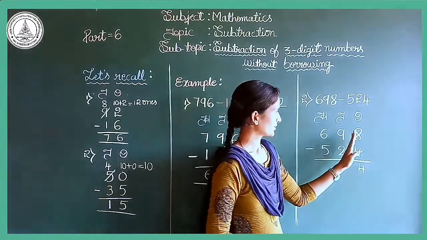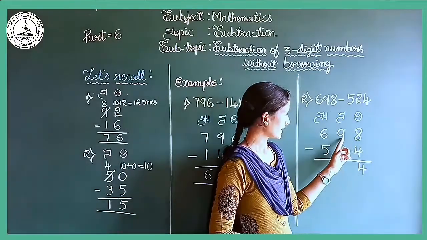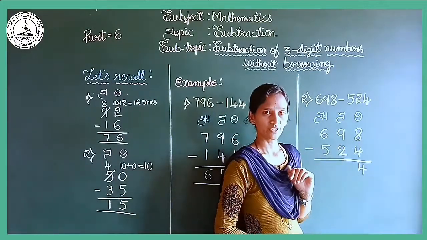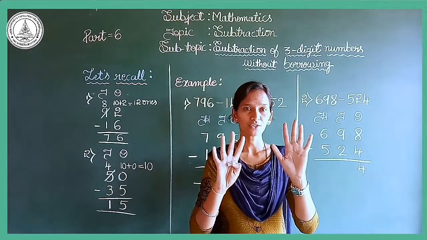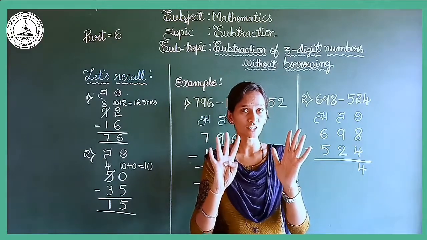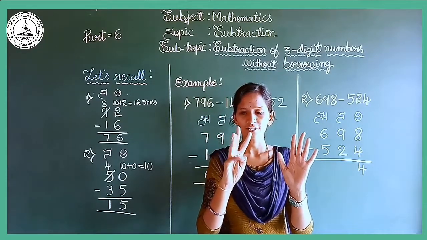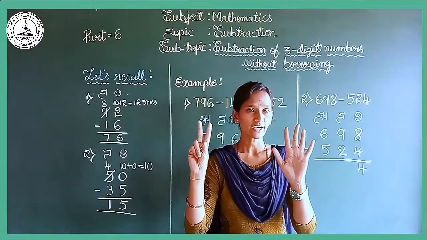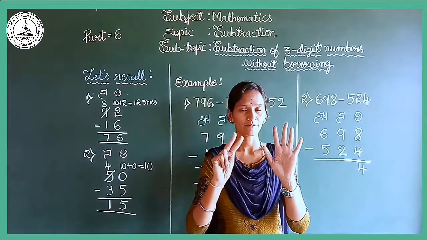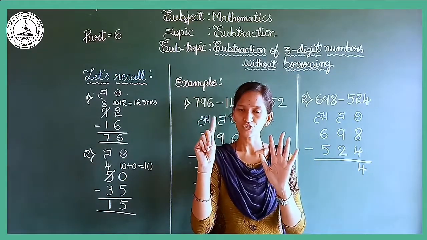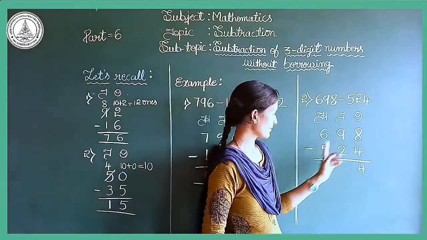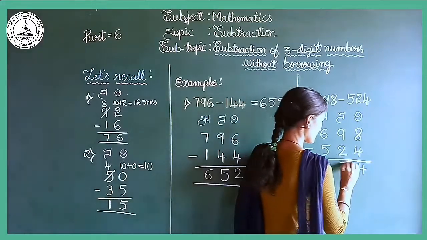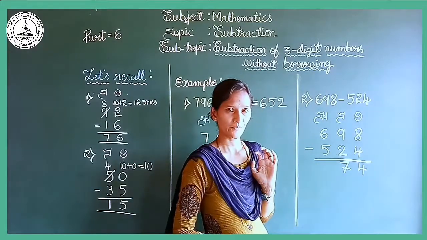Right? Come to the tens column. 9 minus 2. See here, here are 9 fingers. In that you have to close how many fingers? 2 fingers. See here, 1, 2. So let's count how many are left. 1, 2, 3, 4, 5, 6, 7. So 9 minus 2 is equal to 7.